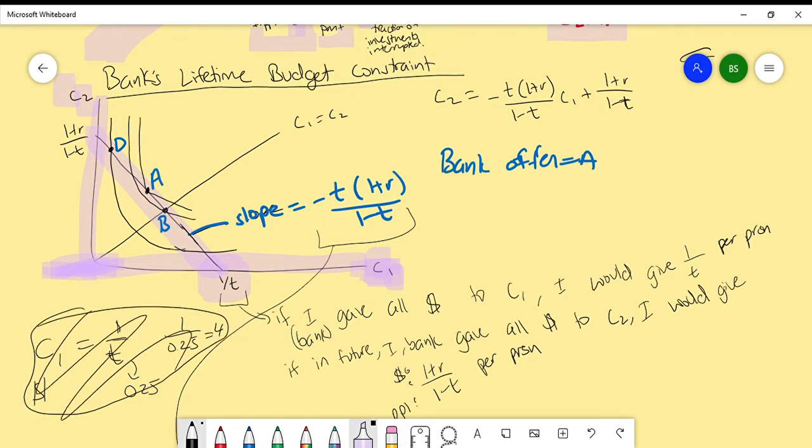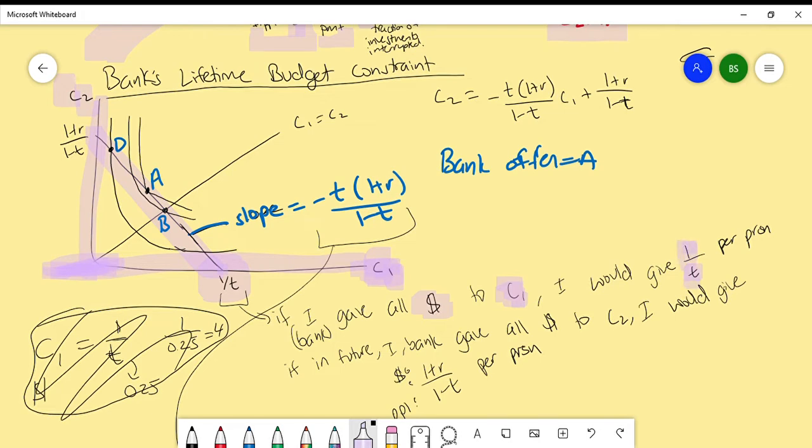So basically, if I give all my money to the C1 people, the early consumers, I would give 1 over t per person, I think. Right, because t is not a number of people, it is a fraction, and 1 is a fraction, so it's fraction divided by fraction, and I think that's fine.